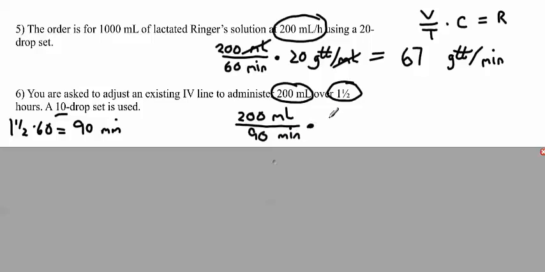And then times that by the calibration, which is 10 drops per 1 ml. And the mLs divide out. And if you do the arithmetic, 200 divided by 90, do not round. Take that and times it by 10, because 10 is like 10 over 1. You'll get 22.2 repeating. And since it's 22.2 repeating, we keep it as 22 drops per minute.